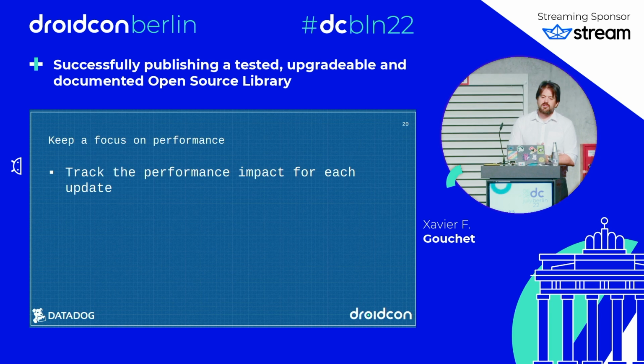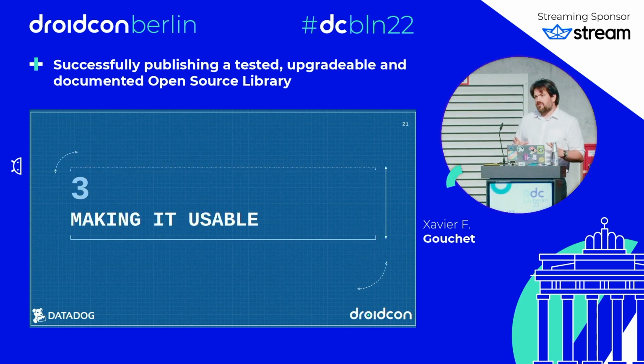A very good thing is to keep a focus on performance. If you find a way, and you should, to track the performance of your library in an application, you need to have some monitors on this and get alerted whenever you have a new commit or a new version that's increasing the performance impact.